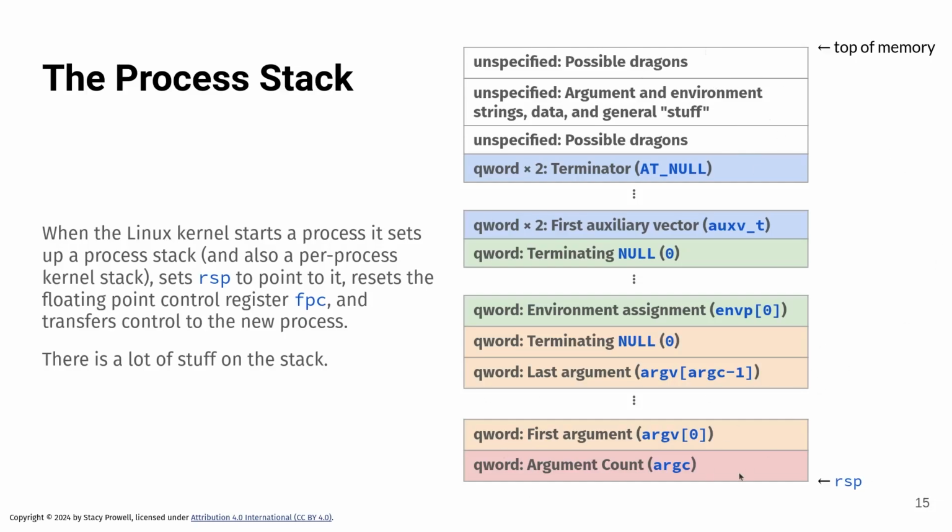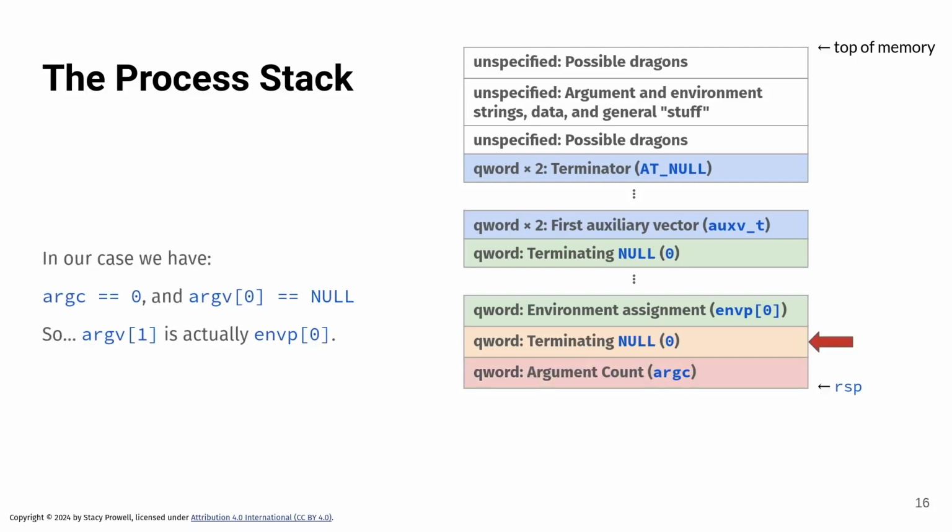This is what the stack looks like for any old process. But our process isn't any old process, right? argc is 0, which means it really looks like this, right? So we have the argument count, and then we have the terminating null because there's no arguments, and then we have the environment. Wow, so in this case we have argc equals 0, argv0 is null, so what's argv1?